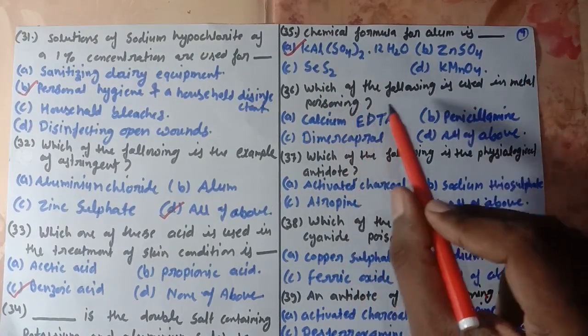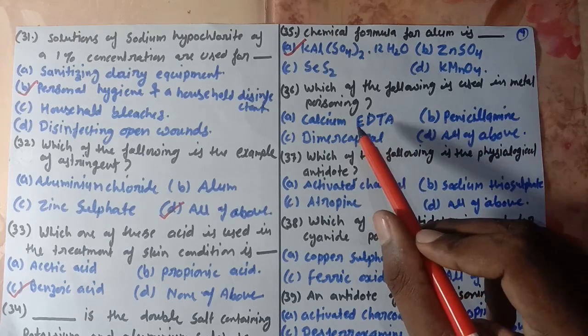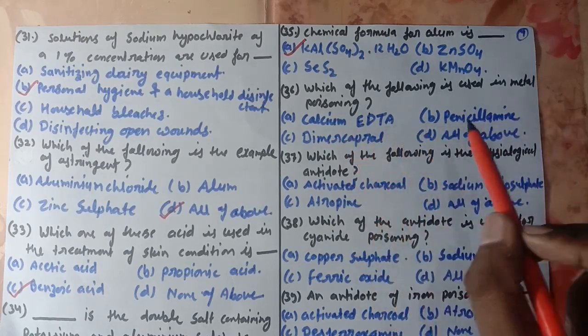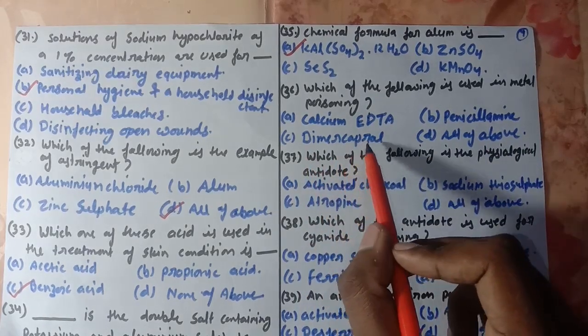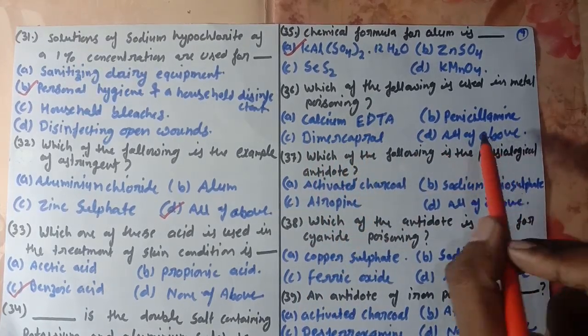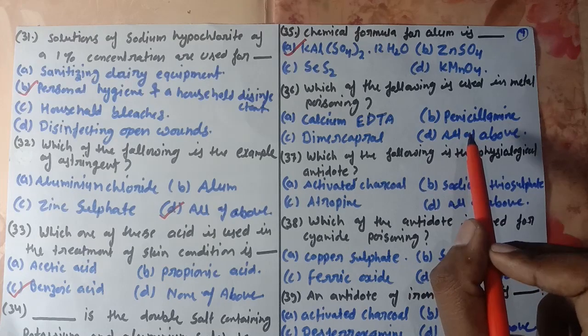Question number 36. Which of the following is used in metal poisoning? Option A, calcium EDTA; option B, penicillamine; option C, dimercaprol; option D, all of above. So the answer is D, all of above.